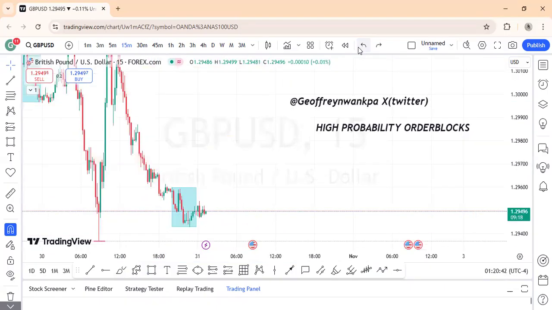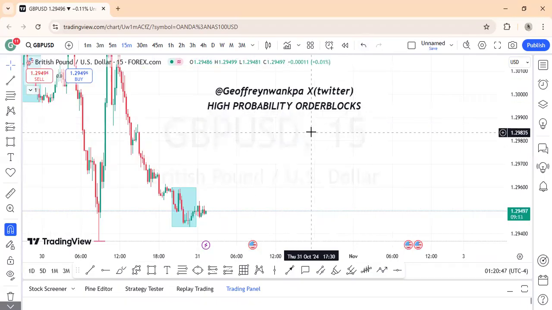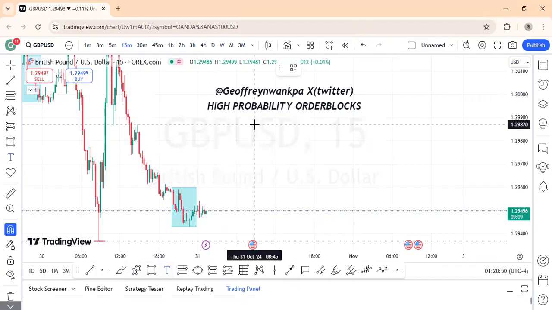So it's essential to know how to filter out order blocks, to know how to choose the ones that are high probability. Now the first thing that I do when I'm choosing order blocks, before I say anything, choosing the right order blocks is not something that will guarantee a 100% win rate. It helps to reduce losses.